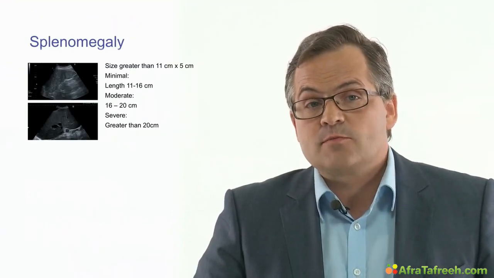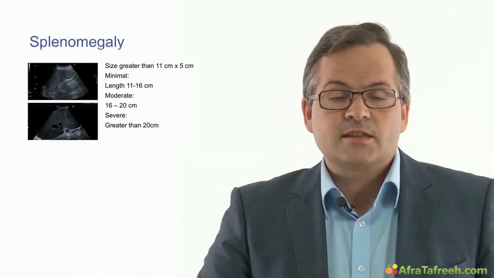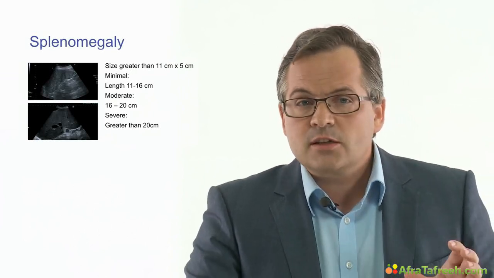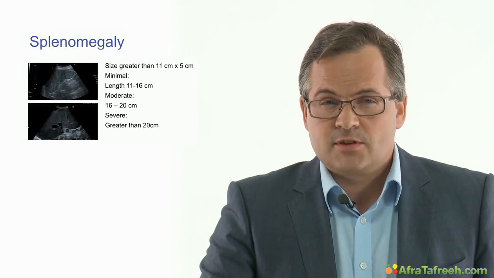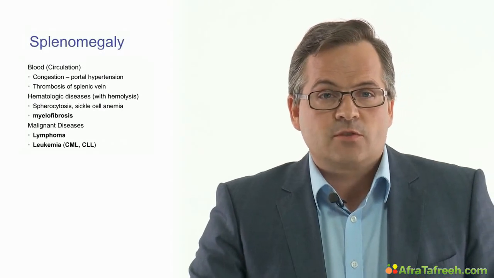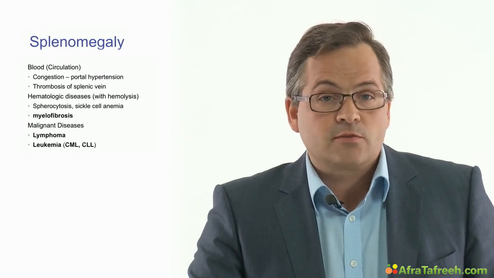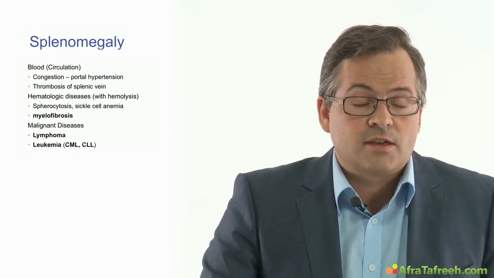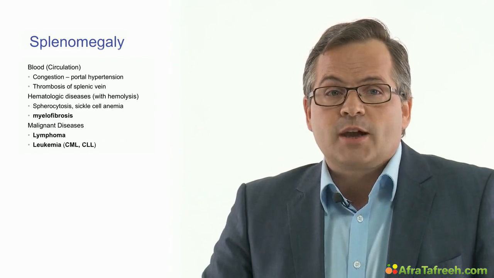If the size of the organ is more than 11 by 5 centimeters, the spleen is enlarged. If it is less than 16 centimeters, it's only slightly enlarged. If it's between 16 and 20, it's a moderate splenomegaly, and if it's more than 20 centimeters, it's a serious form. The causes of an enlarged spleen may be disorders of the blood circulation, diseases where erythrocytes are destroyed, infectious diseases, as well as malignant conditions. For infections, they may be caused by either bacteria, virus, or parasites.